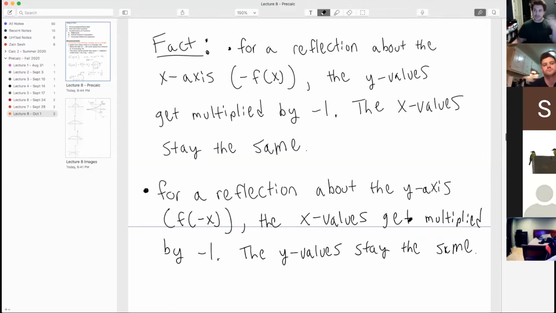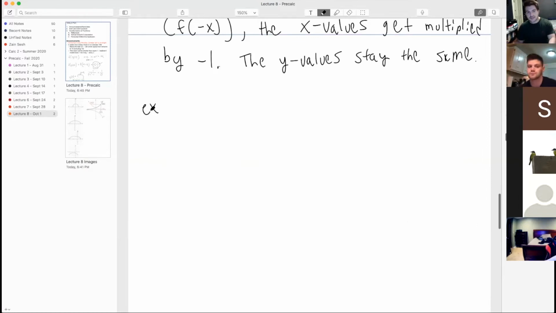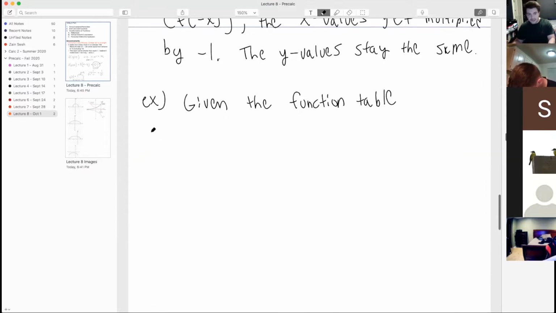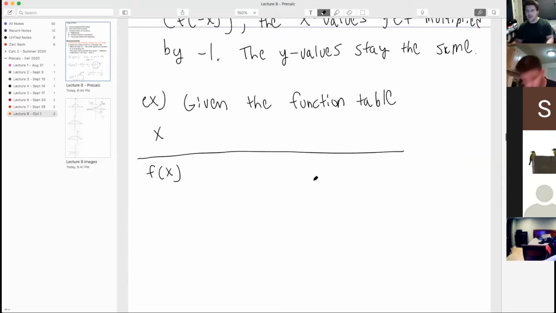Now let's apply this knowledge to a nice example. Given the function table, let me write one out for you. We'll have x here and f(x) down here. Usually I write these vertically, but I'm going to write it horizontally right now because it saves room. The inputs, the x's, will be 2, 4, and 6, and let me give the outputs to be 1, 3, 7.